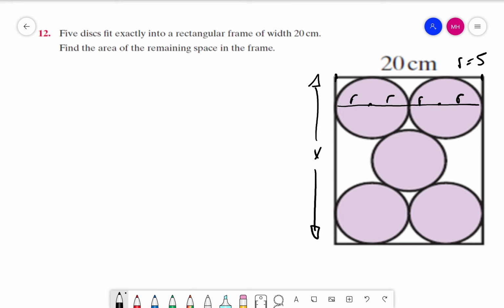So you can find the area of the 5 discs fairly quickly, because the area of one disc is pi r squared. You've got to multiply that by 5. We know that our r is 5 as well. So 5 fives are 25, by 5 is 125 pi.